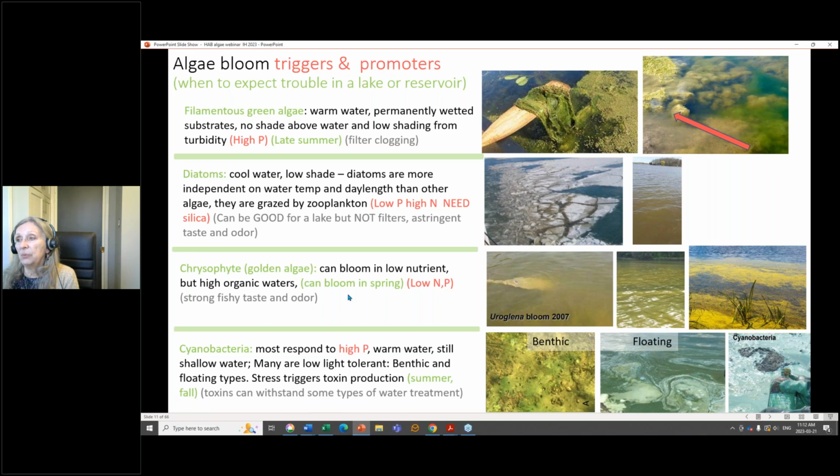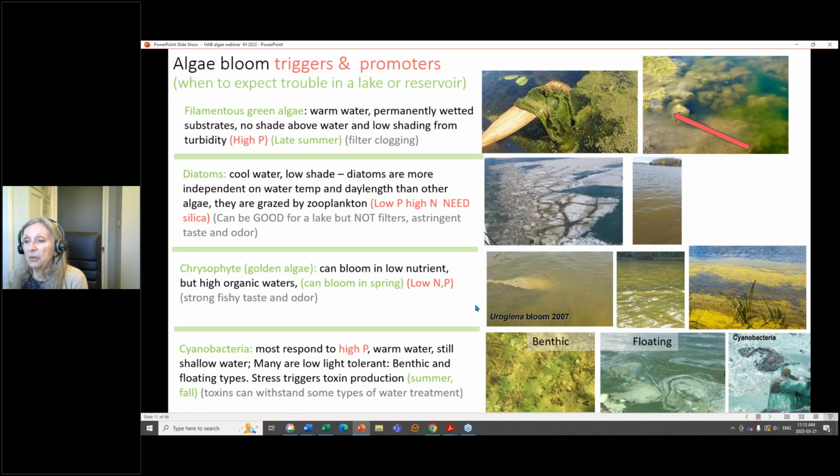There's a new one that we can get in lakes, but not in flowing water, and that's a chrysophyte or golden algae bloom. Turns the water sort of a yellowish, greenish color. They can bloom in low nutrients, but it has to be high organic water or water with a lot of suspended bacteria. And that's because these algae are right on the border between plant and animal. So if there's lots of organic material available to them, they can switch off and not bother being photosynthetic at all. These guys produce a truly impressive, very strong fishy taste and odor that will persist through chlorination.